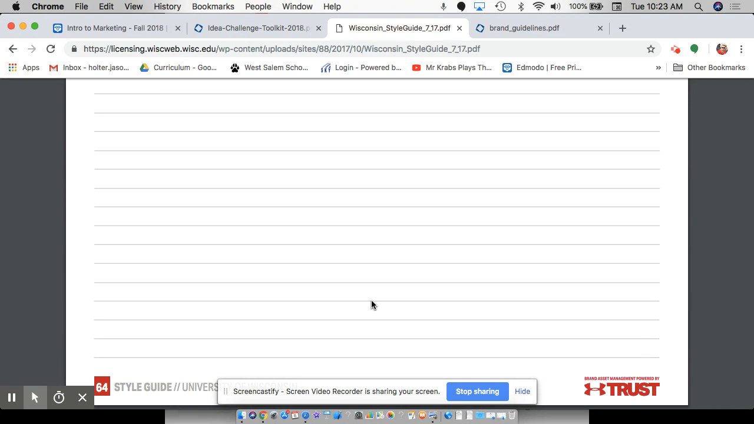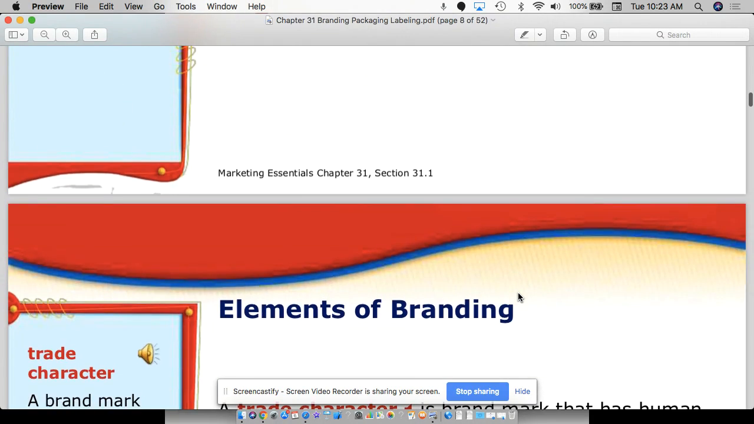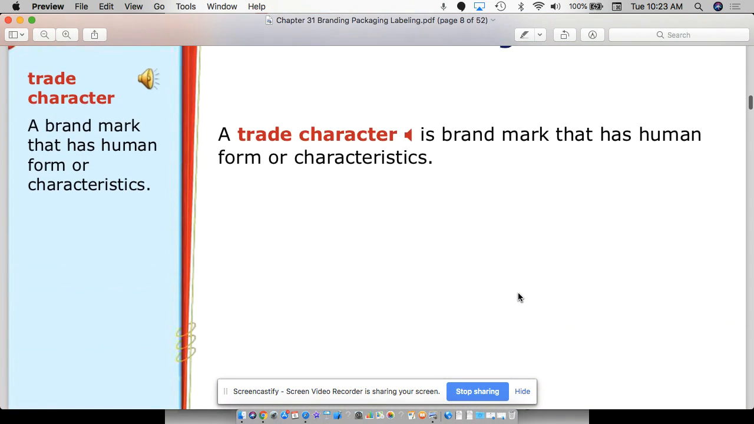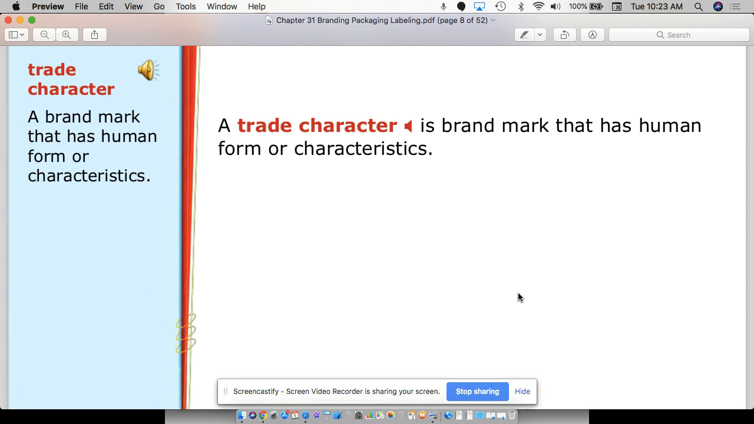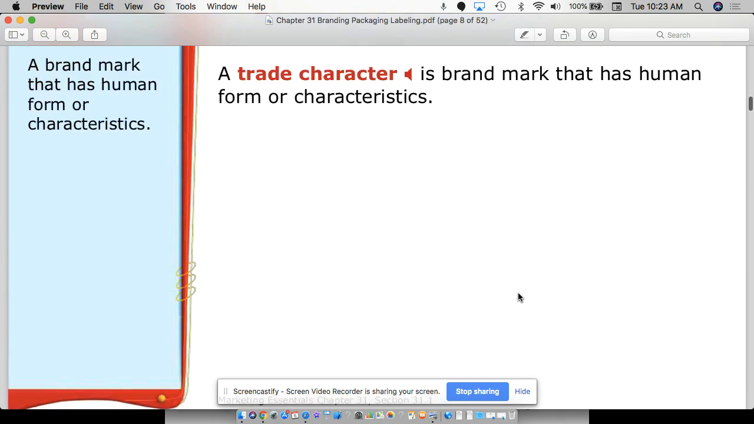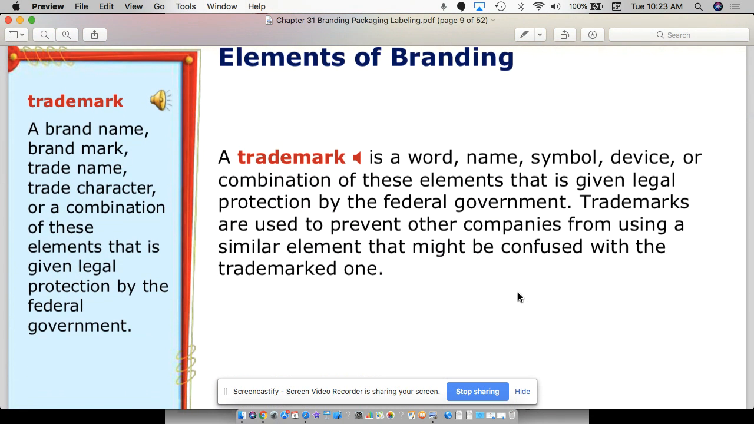Now, are they going to do anything to you? It depends. If you make your own Badger shirt, I'm pretty sure the University of Wisconsin is not going to sue you for that. However, if you're trying to make money off of their logo, then they're going to get involved with it. So as far as the elements of branding, trade character, we talked about that as far as a brand mark having human form or characteristics. Bucky's a great example of that.